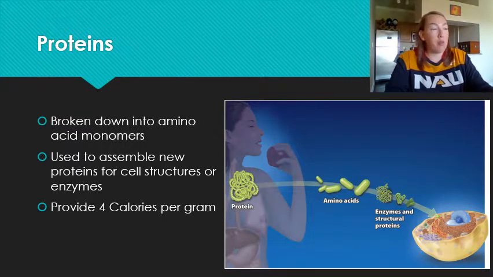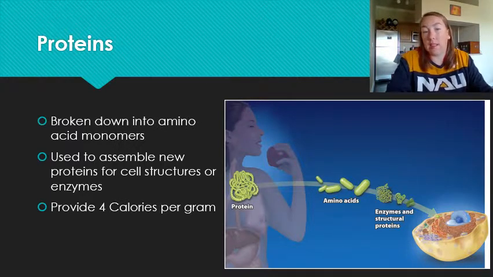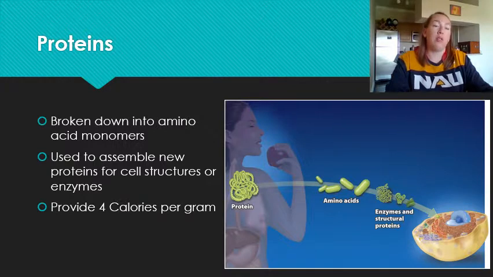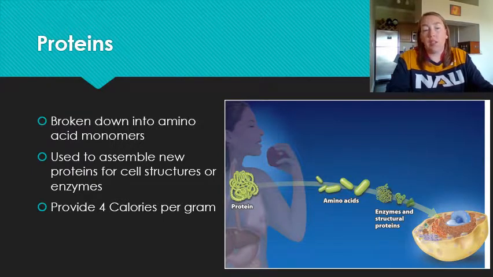Some uses for proteins are cell structures, such as the membrane transport proteins that we talked about also in Chapter 3. The cytoskeleton is protein, as well as enzymes. Enzymes are very important. An example of an enzyme is amylase, which is in your saliva and helps you to start breaking down carbohydrates before they get to your stomach and the rest of your digestive system. Proteins provide a little bit of energy as well, the same amount as carbohydrates.